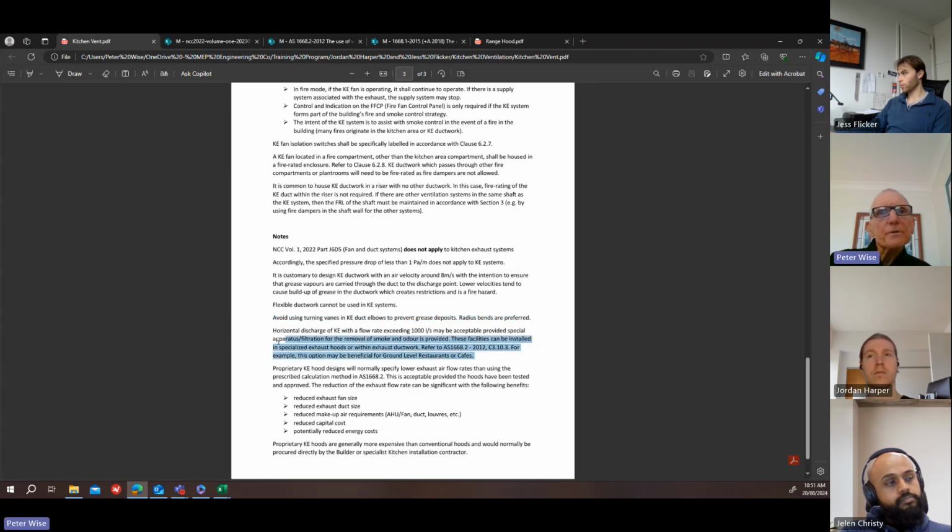Now this is what I was talking about earlier as well. Horizontal discharge of kitchen exhaust with a flow rate exceeding 1,000 litres a second may be accepted, provided special filtration for the removal of smoke and odour is provided. So we won't go through that again. It's just something to be aware of, and it's done quite often.